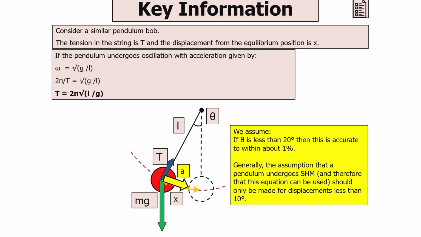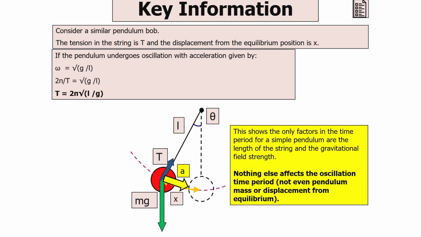Generally, the assumption that a pendulum is undergoing simple harmonic motion, which wants to use this equation, should only be made for displacements less than 10 degrees. Now, this also shows the only factors in the time period for a simple pendulum are the length of the string and the gravitational field strength. Nothing else affects the oscillation time period, not even pendulum mass or displacement from equilibrium.